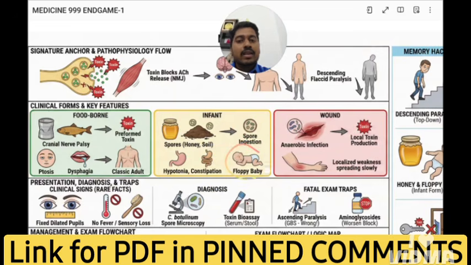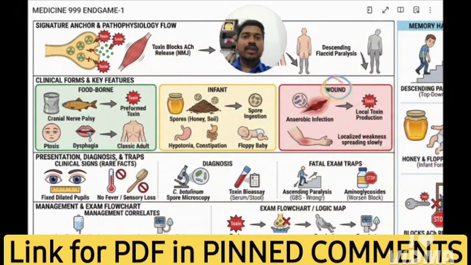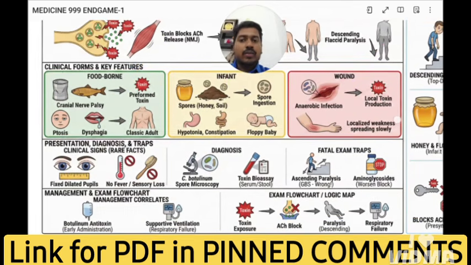Okay, so we call this a floppy infant. One of the differential diagnoses for a floppy infant is botulism, when you are given a clue of honey. Now there is one more mechanism, that is through anaerobic infection. They will produce spores, and the local toxin production will slowly spread. So this also is a case of wound botulism. So there is foodborne botulism, infant botulism, and wound botulism.